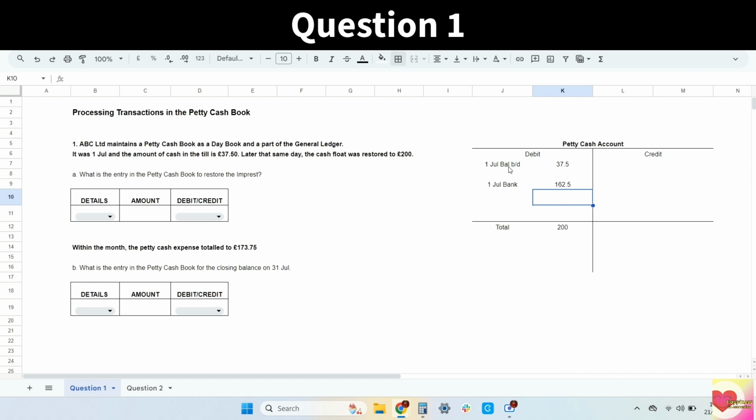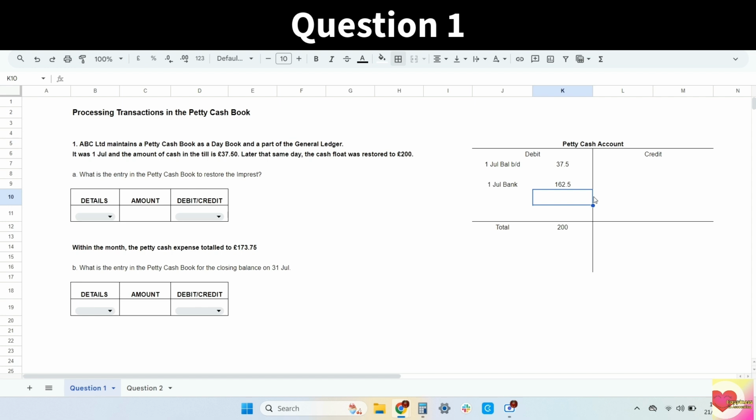On the 1st of July, the amount of cash remaining in the till is 37.50. And the same day, we added cash amounting to 162.50. So the total that we have now in the till is 200. So the cash float or the imprest was restored to 200. We could now answer letter A. What is the entry in the petty cash book to restore the imprest?